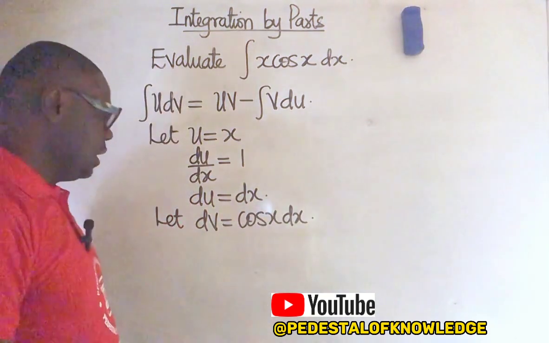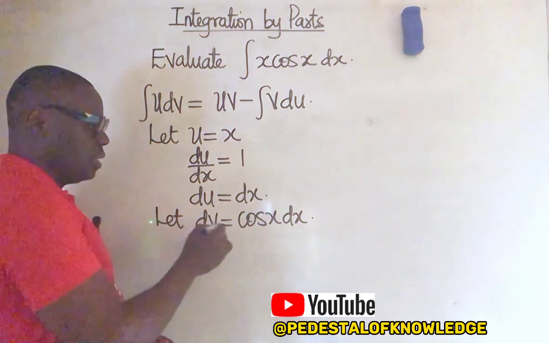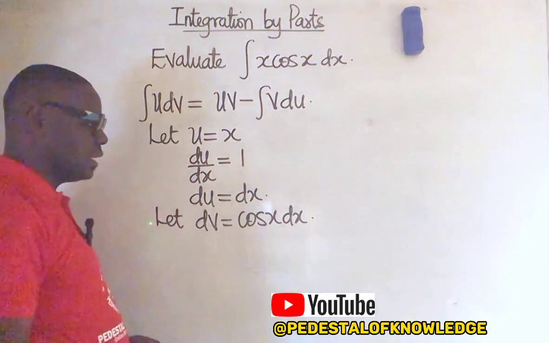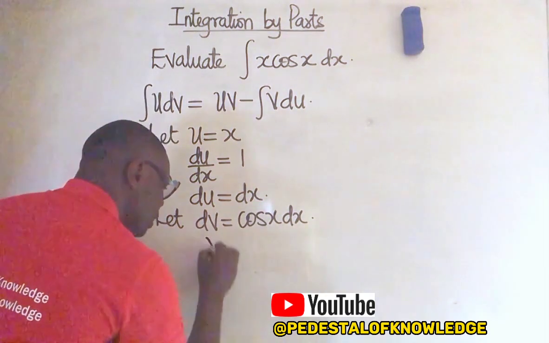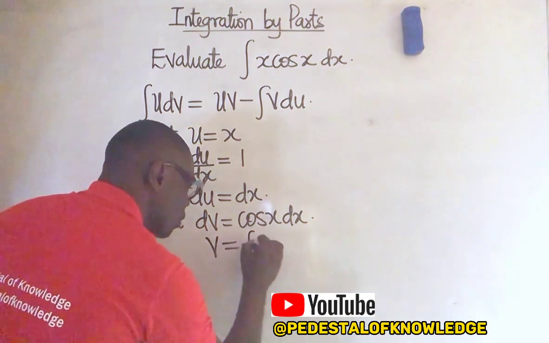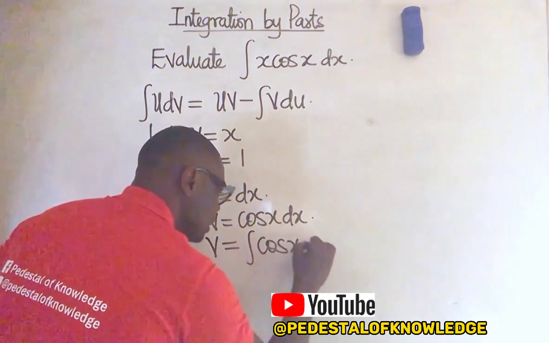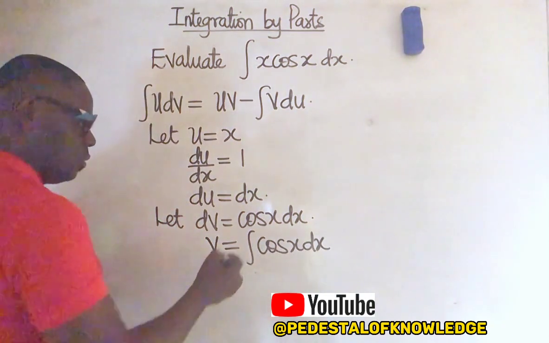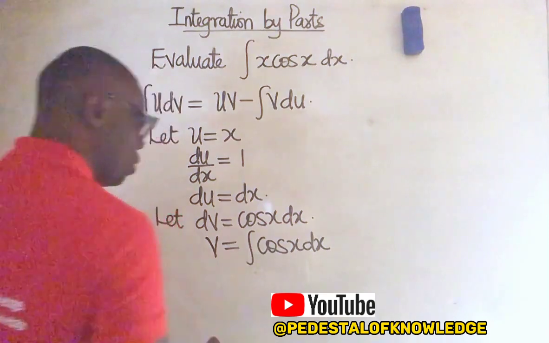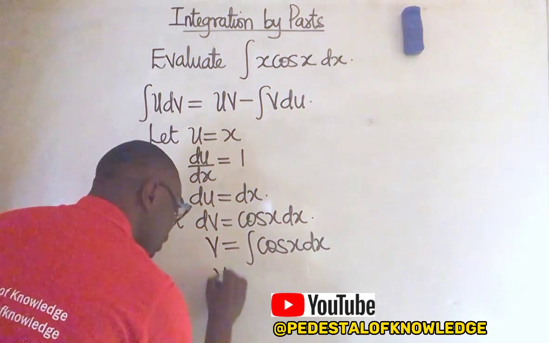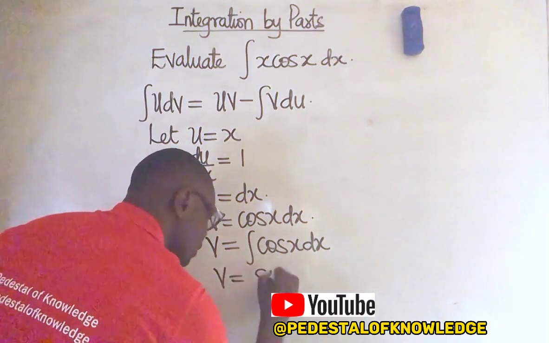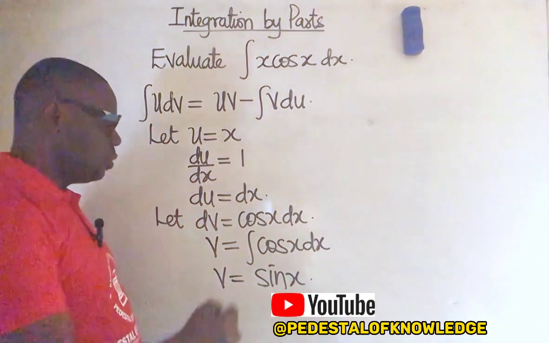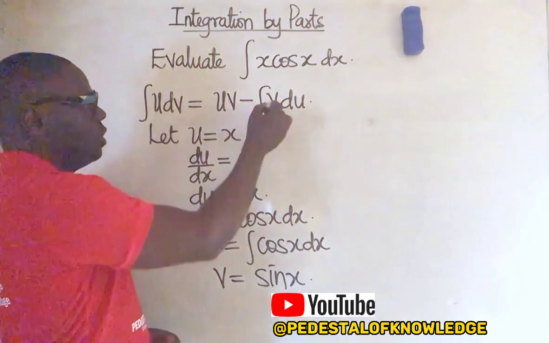Now, if dv is equal to cos x dx, that means that v is the integral of cos x dx. So v is equal to the integral of cos x dx, and cos x is a standard integral. The integral of cos x is equal to sine x. So v is equal to sine x. What we are now going to do is substitute these parameters into this equation and get our answer.